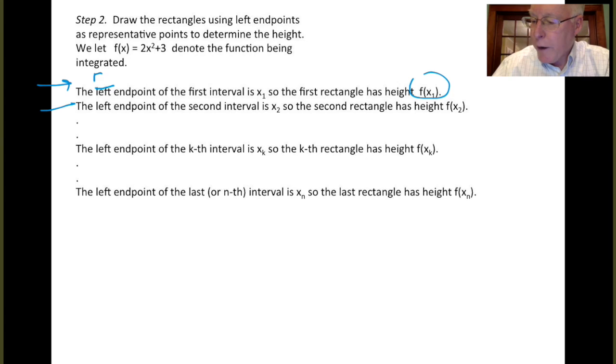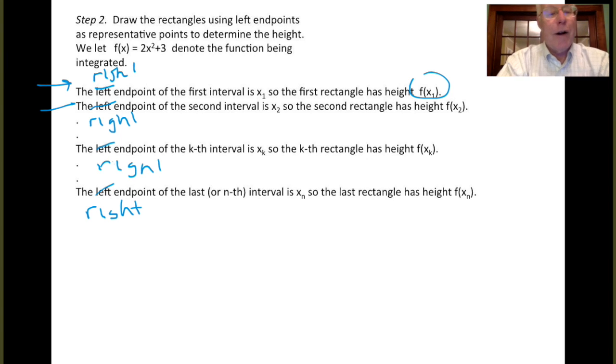these should be right endpoints. We were told to use right endpoints. I apologize. I got the points right, but I just didn't write the right number here. So these are all right endpoints. Okay, so we'll go ahead with that correction.